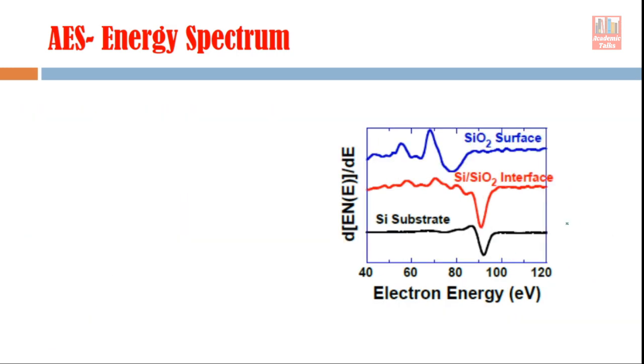This is another example. Three different kinds of signals are plotted here, and the signal is actually the differentiated signal, right? Because with the help of a differentiated signal we can improve the signal to background ratio. Now here you can see at 92 electron volt there is a negative peak, because it's the silicon substrate, and in this red curve you can see it's the interface of silicon and SiO2. So there is a peak at 92 electron volt because we are at the interface. Silicon is of course also present there, and SiO2 is also there.